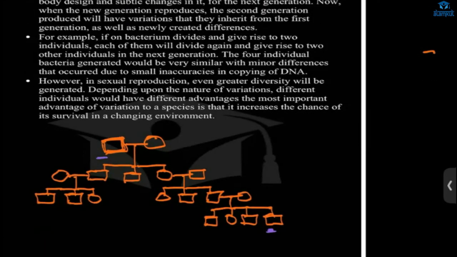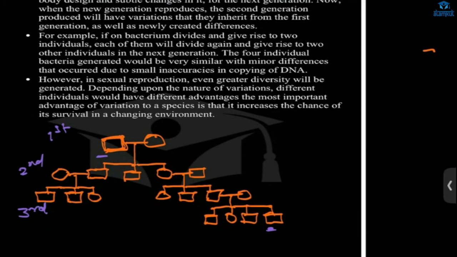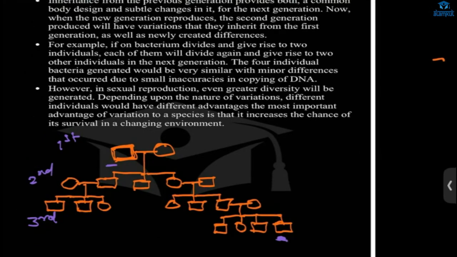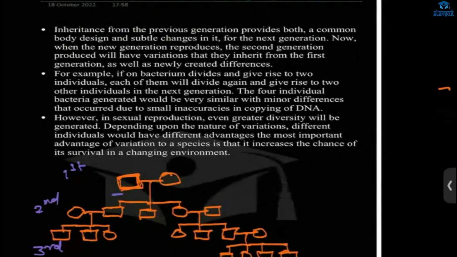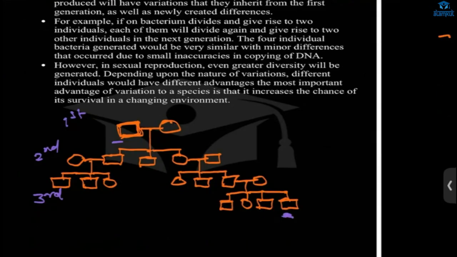So this is the first generation, this is second generation, and this one is third generation, right? This is grandparents one, and this is grandchild one. So the child will be different and similar to the grandparent, right? And parents also, so the body design will be the same and somewhat different. And the variation will accumulate. That means it will go on increasing, because between the grandparent and the grandchild, there will be a large difference compared to the parents. The variation is accumulating.